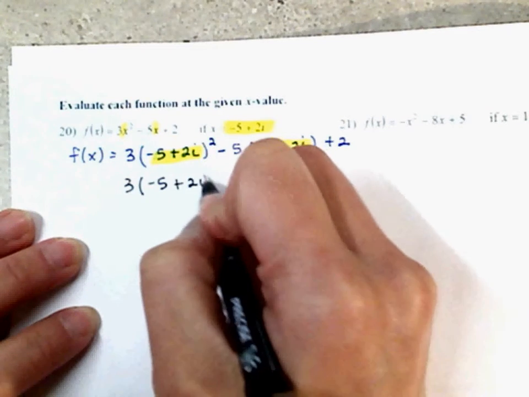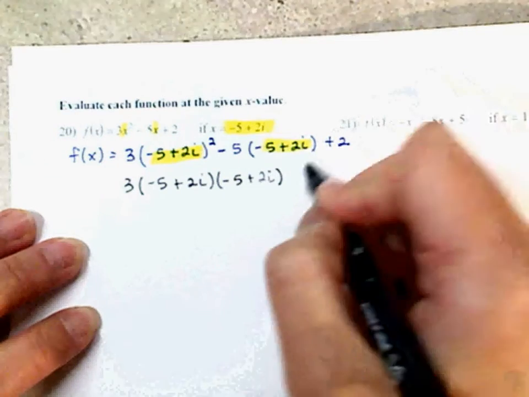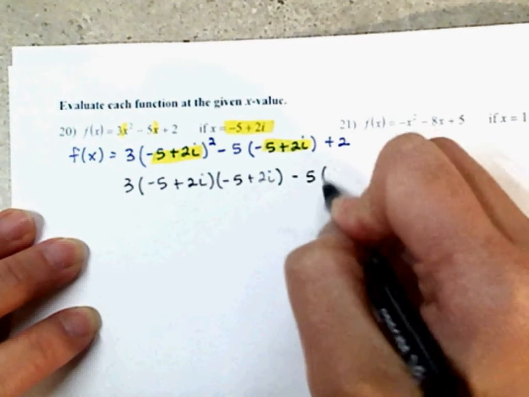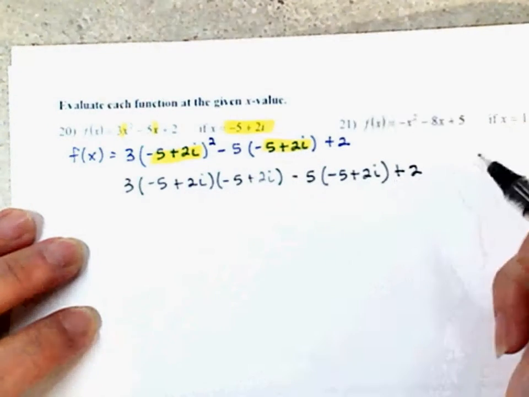-5 plus 2i. Thank you. You have 2 of them, so write it twice. -5 times -5 plus 2i, parentheses, plus 2. Okay?